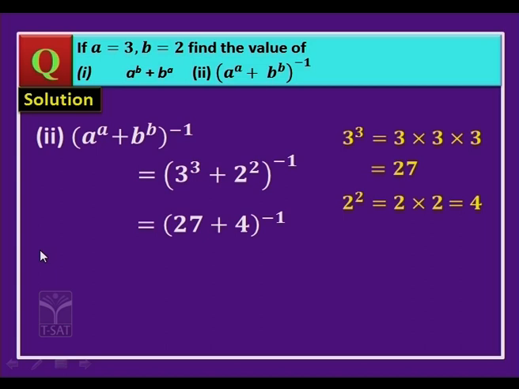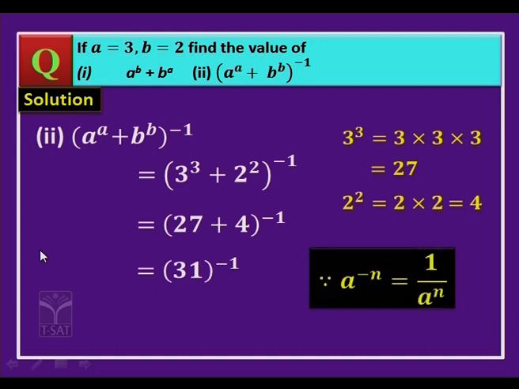Now, what is 27 plus 4, children? Yes, 31 whole to the power of minus 1. Children, we have learned one law of exponents, that is a power minus n is 1 by a to the power of n. So, 31 whole to the power of minus 1 can be written as, yes, 1 by 31. I hope you understood the problem. Let us move on to our next problem.